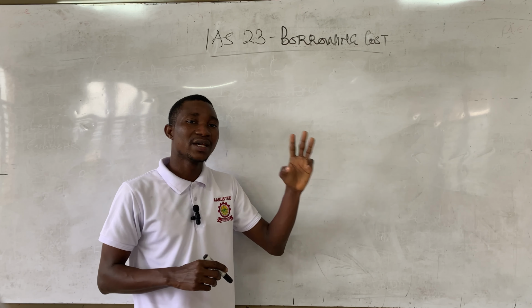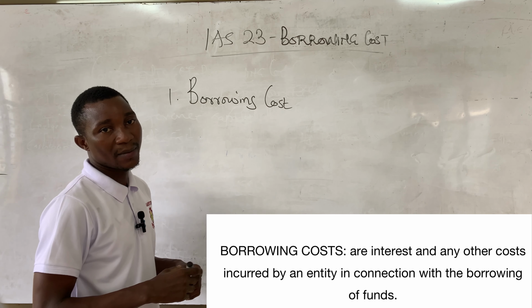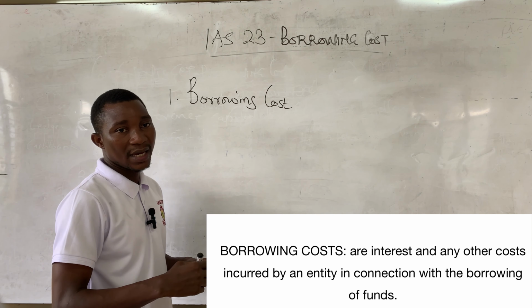So borrowing costs are interest and any other costs that are incurred in connection with the borrowing of funds by an entity. If an entity decides to go in for external borrowing of an amount of $10,000 and there is an interest component on that borrowing of 1,000, that interest is part of borrowing cost. And if there are any other costs that are incurred in connection with the borrowing of funds, that other cost is also part of borrowing cost.